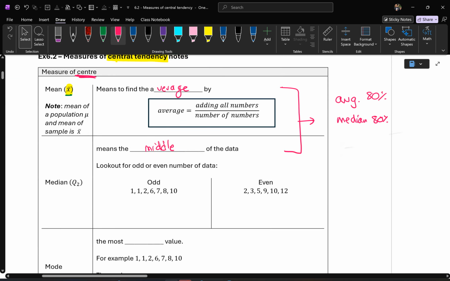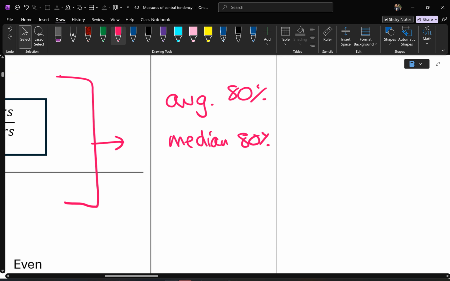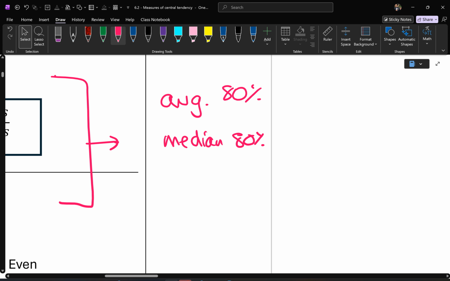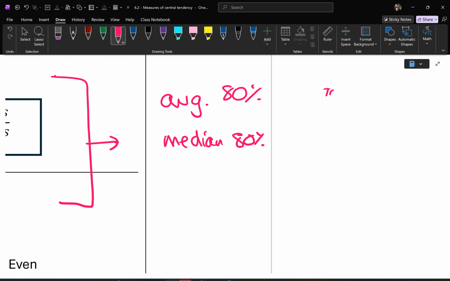Now, in a quick summary, average can be deceiving. You see, with average, I could have lots of students at 70 to 75, and I just need one kid to get 100%, and it brings up my average, right?